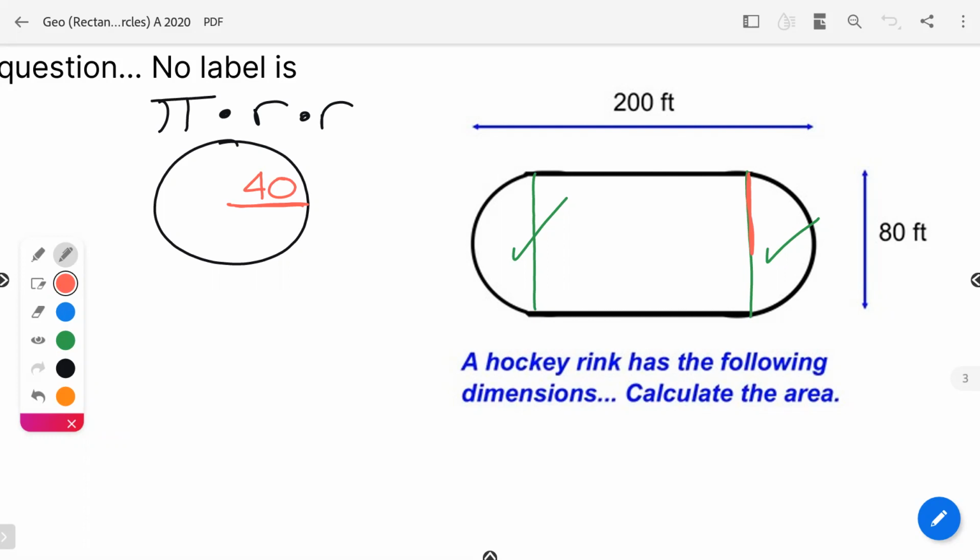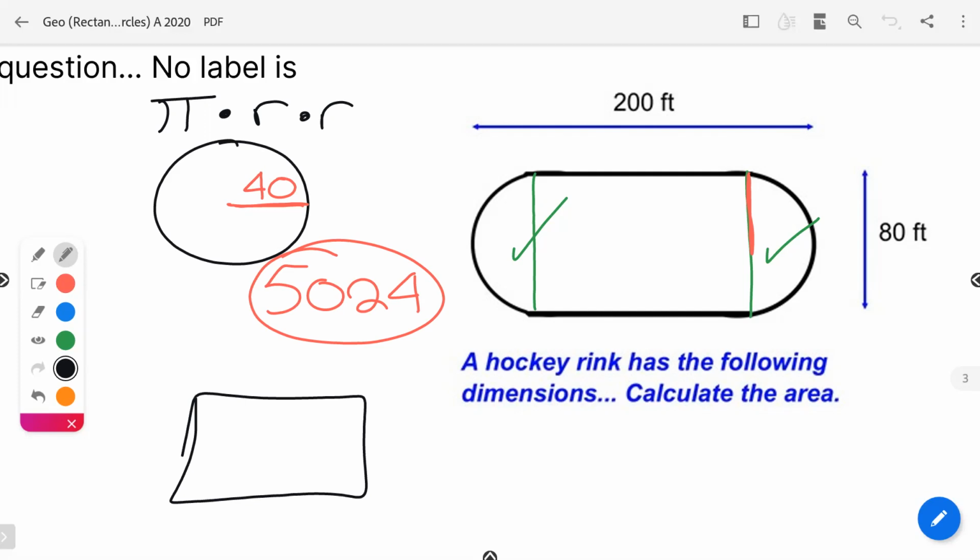Then when I apply my formula and use my calculator, I take 3.14 times 40 times 40, and what I end up getting is the area of my circle, and that's 5,024. Now that's my first piece. The second piece of this puzzle is you have to figure out the area of the rectangle in the middle. So now here it is, I'm going to do my rectangle.